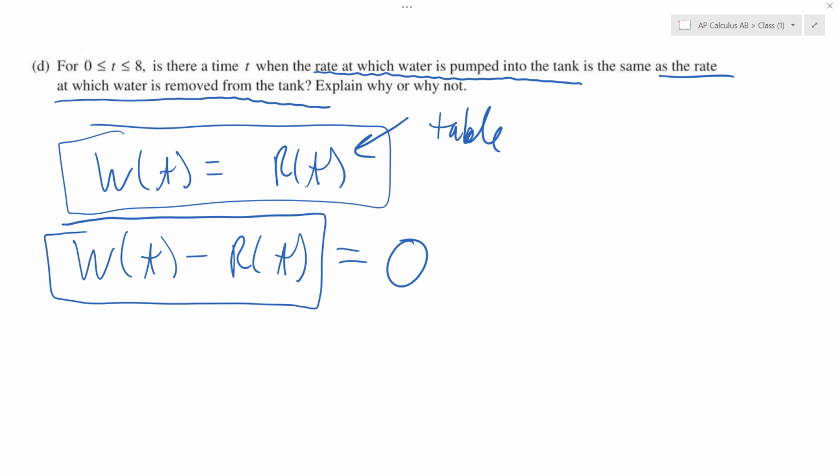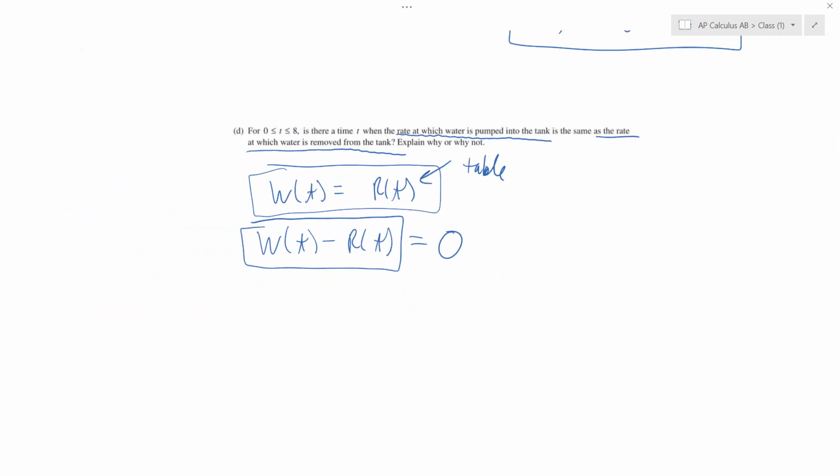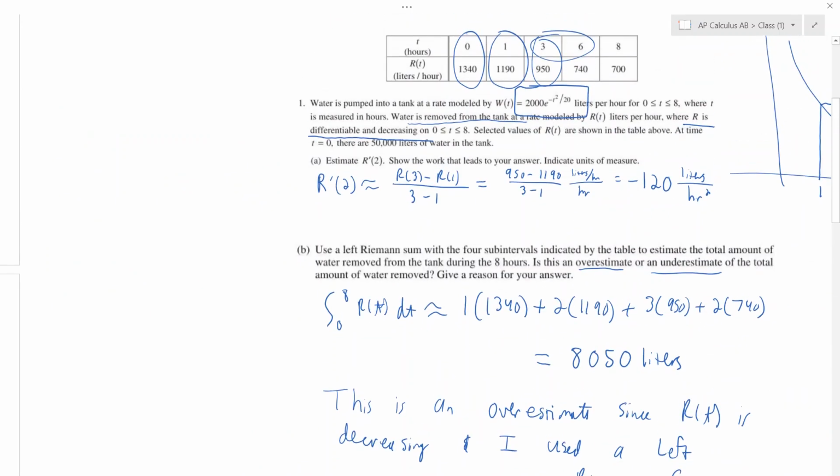Cool? Now, if you understand what they're asking you to do, they're usually pretty nice about it. All we need to do is find the values at the endpoints. If you find W of 0 minus R of 0 and W of 8 minus R of 8, one is going to be positive and one's going to be negative. That's just how they set these up, so that they don't want you searching all over the place.